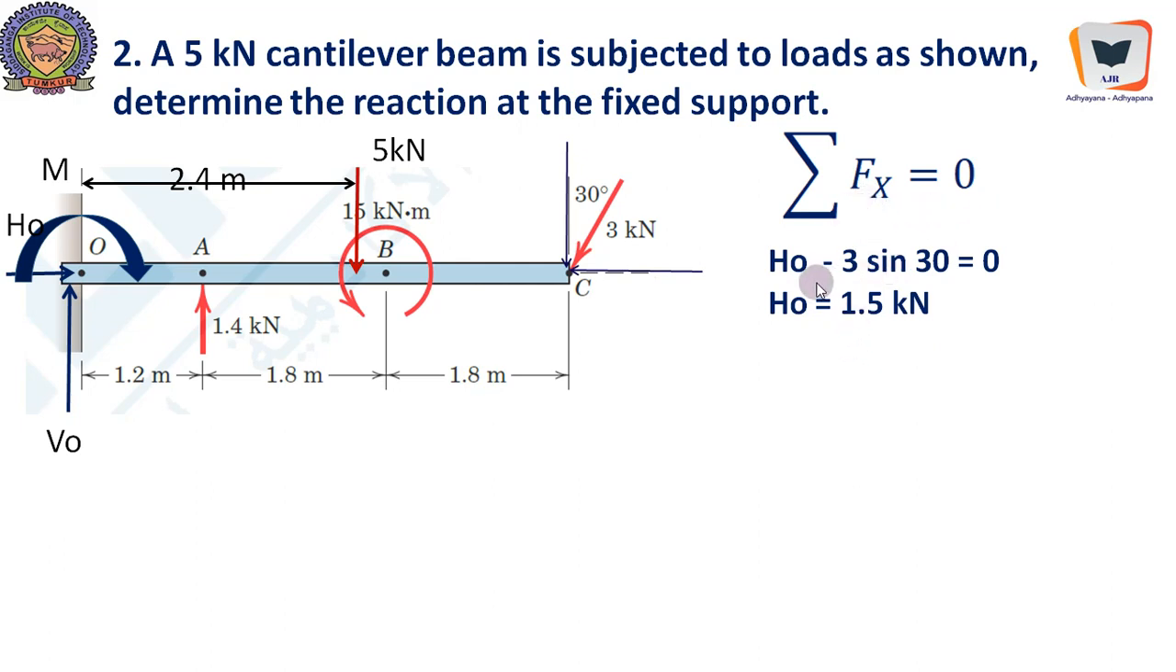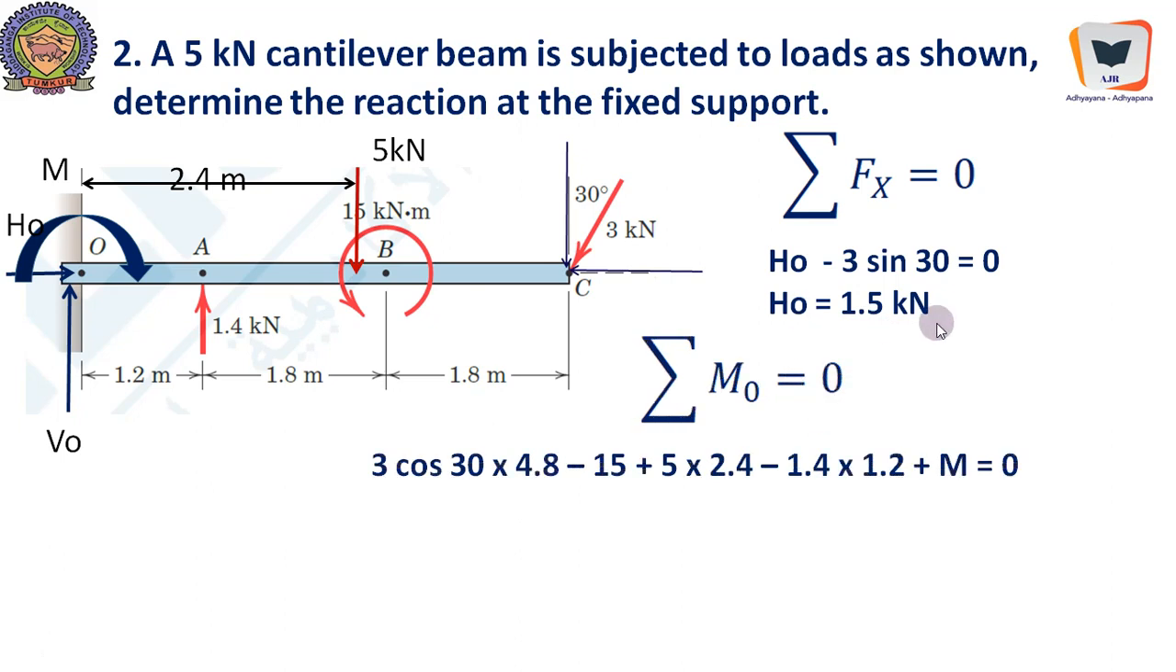Sigma Fx equal to 0 will give us H0, horizontal force acting rightwards, minus 3 sine 30. Angle is referred with respect to vertical, therefore the horizontal component will be 3 sine 30. It is negative because this component is going leftwards, therefore H0 equal to 1.5 kilonewtons. So one of the unknowns is out. Sigma M0 equal to 0.